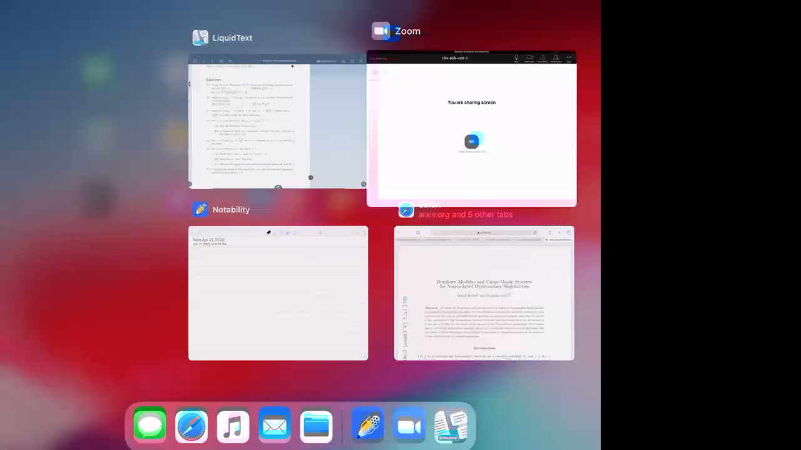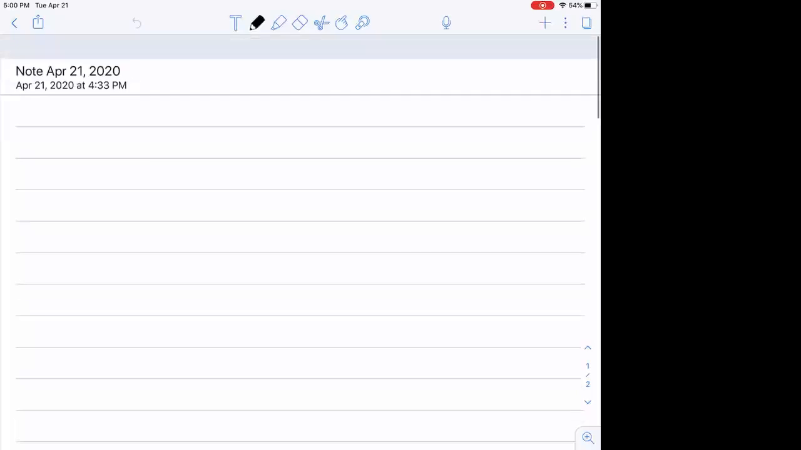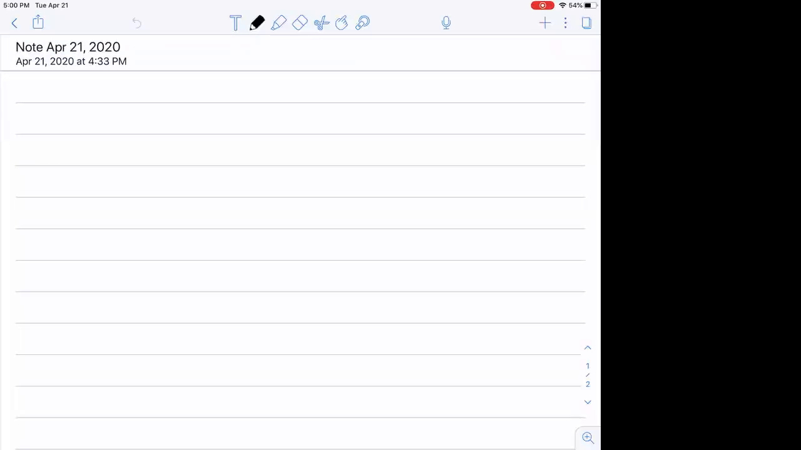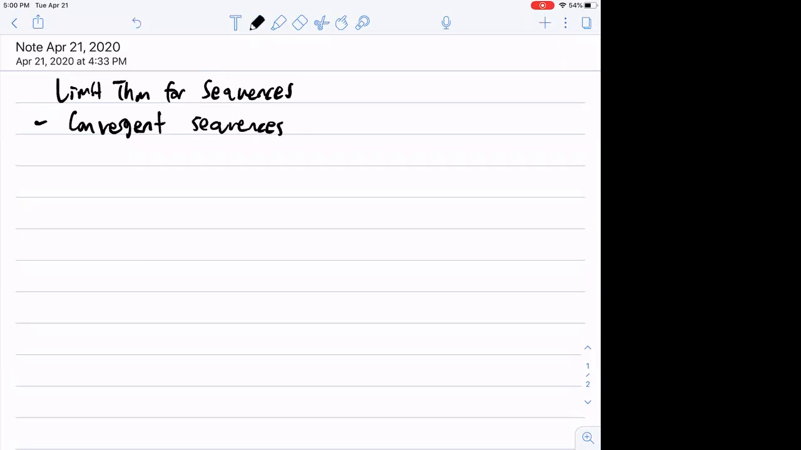Okay, so today we will go over limit theorems for sequences. First off, the nice thing about sequences that converge is, let me write, convergent sequences are bounded.